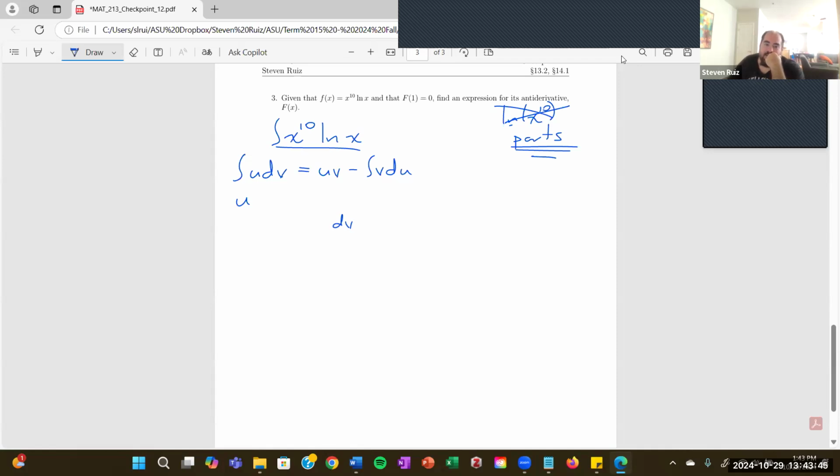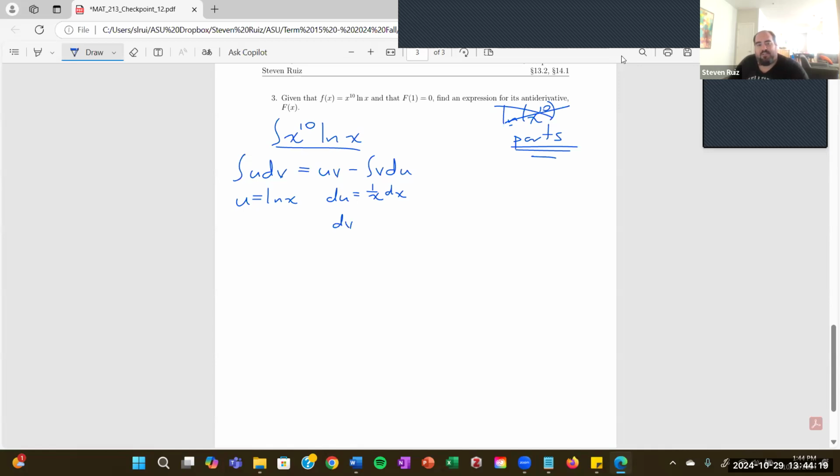So with natural log, I don't really have a good integral or antiderivative for natural log. So I never like to say always to you, but it's a very good idea to try putting natural log of x as your u. So you can take a derivative of it. So if u equals natural log of x, then du will equal 1 over x dx, because the derivative of natural log is 1 over x.